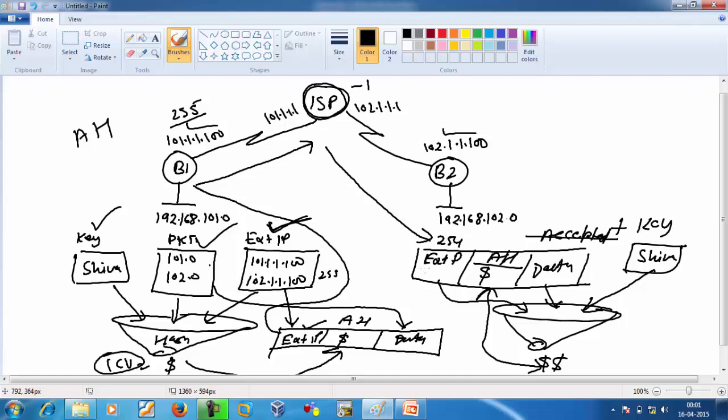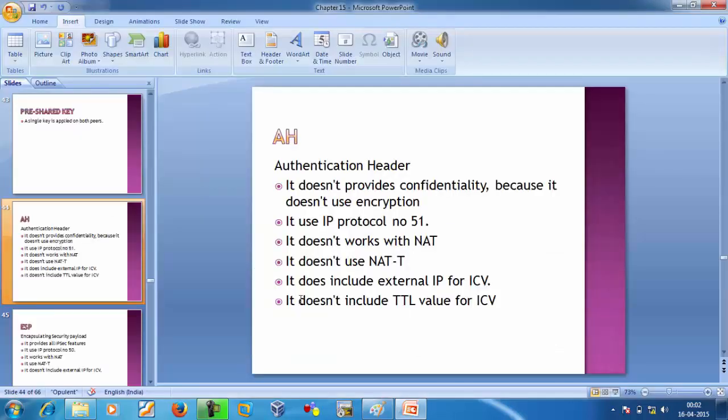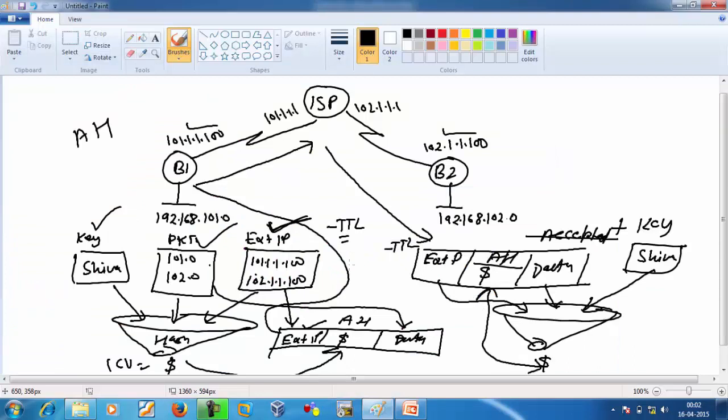Then what do we have to do here? Yes, if the TTL value changes, the hash value will change, then it will always drop. So what it will do, when it encrypts or hashes, is remove the TTL from the IP header. When it hashes, it will separate out the TTL value. When it verifies, the responder will also remove the TTL value. So here we can say that it doesn't include the TTL value for ICV. If we hash the TTL value, then it will never work.